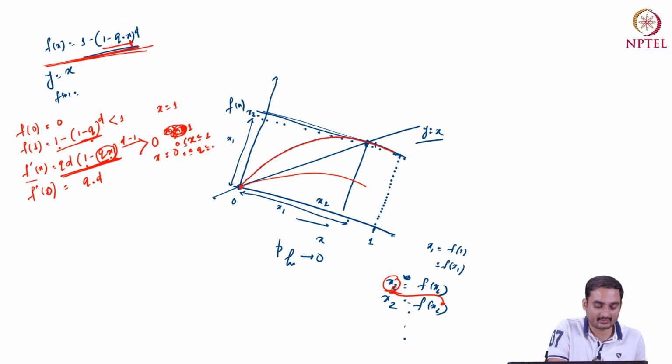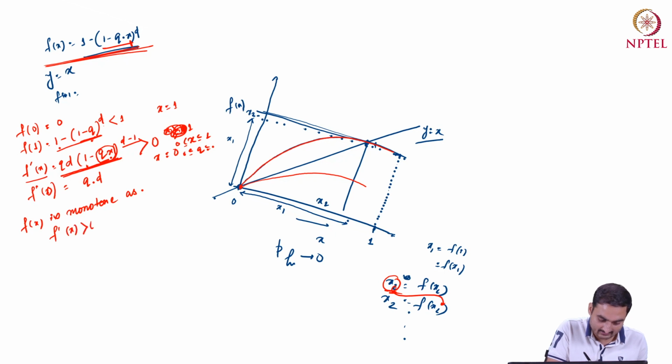So if the derivative is greater than 0, then this function is monotone. So f of x is monotone as f dash x is greater than 0, right? Yeah, that is sufficient to show that this is monotone, okay? Within the entire range of x, okay? So it is monotone, right? Now let's see what is the other property.